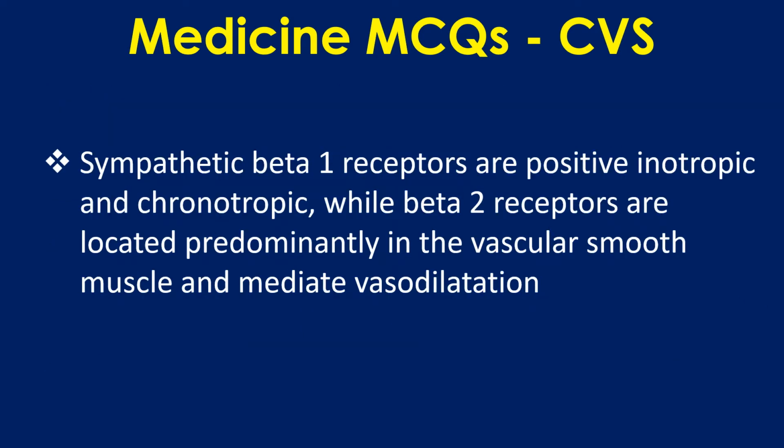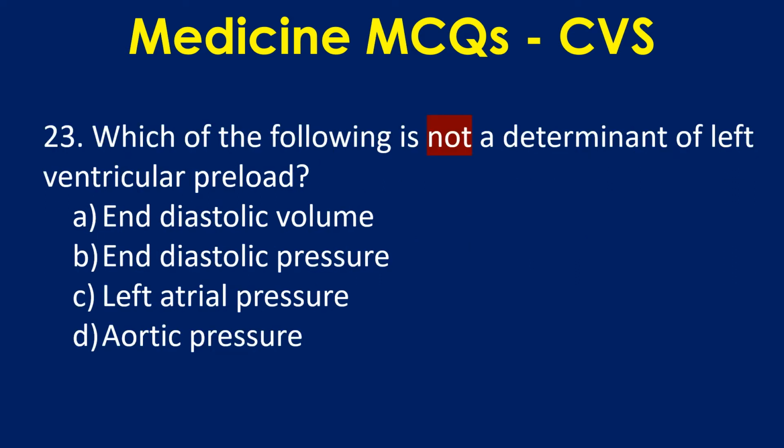During exercise and febrile states, sympathetic activity increases. Sympathetic beta 1 receptors are positive inotropic and chronotropic, while beta 2 receptors are located predominantly in the vascular smooth muscle and mediate vasodilatation. Which of the following is not a determinant of left ventricular preload?